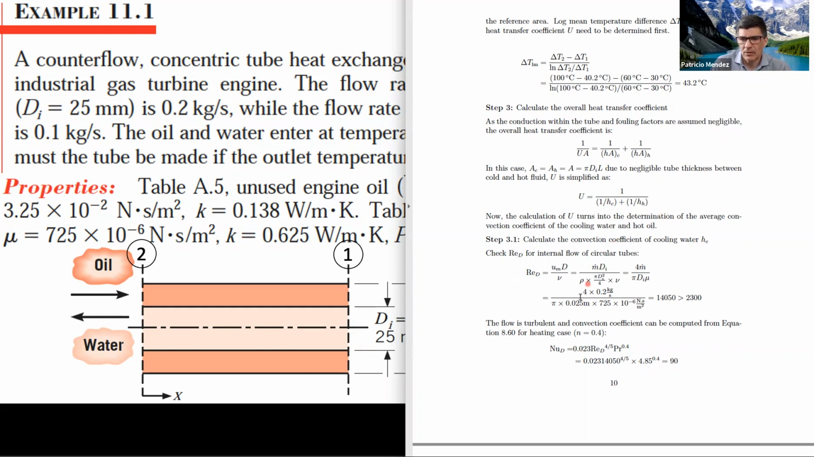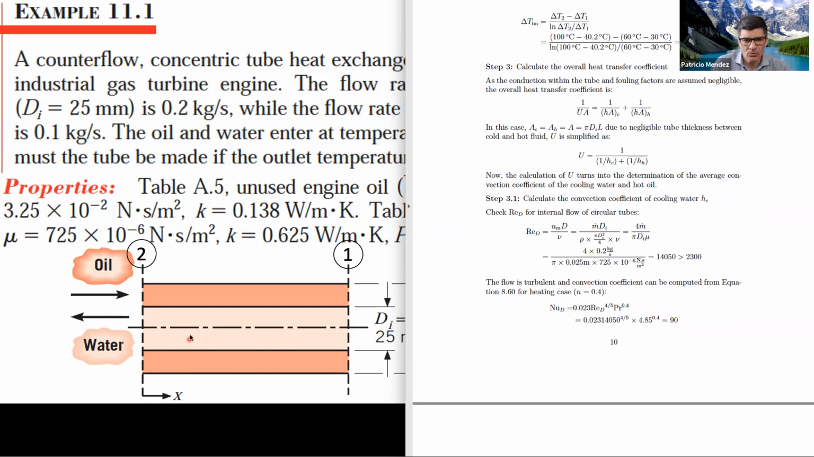So let's start with the water. The water is flowing through the pipe. So this is an internal flow through a tube, easy peasy. Step number 1 for internal convection, check the Reynolds number. And we check the Reynolds number and we have everything we needed for it. And we get 14,000 something.